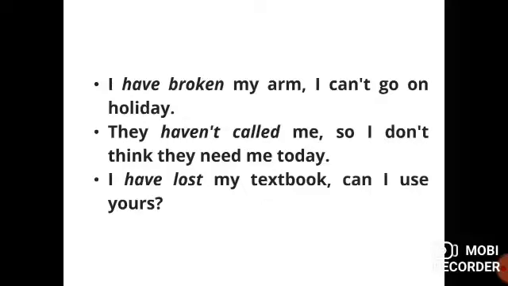Or they haven't called me, so I don't think they need me today. Again, past actions, but present consequences. And another example, I have lost my textbook. Can I use yours? Let's see the third use of the present perfect.